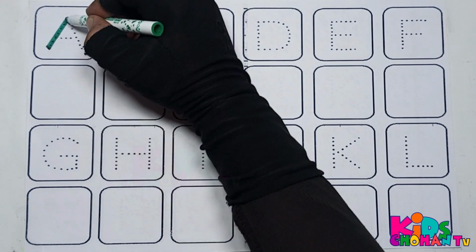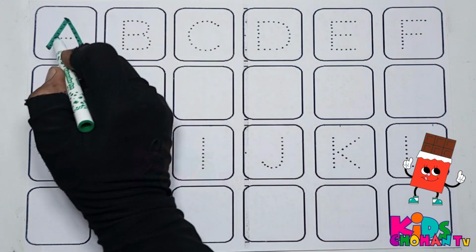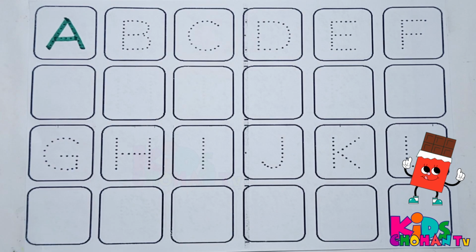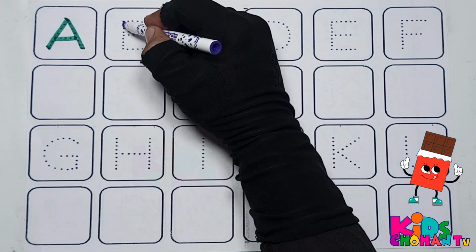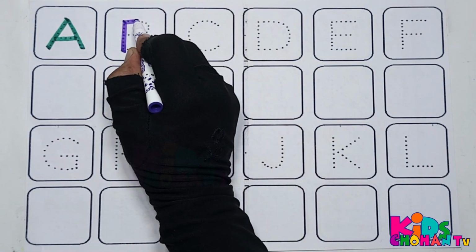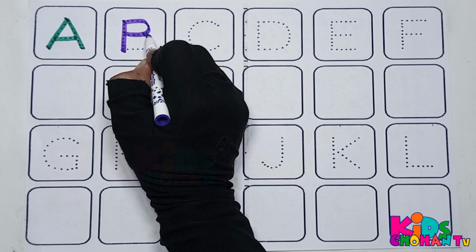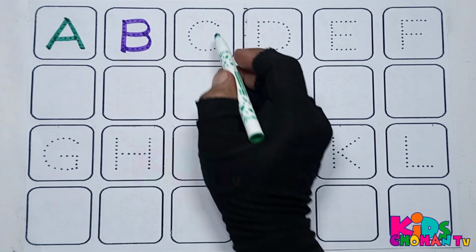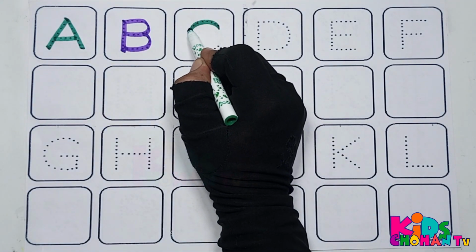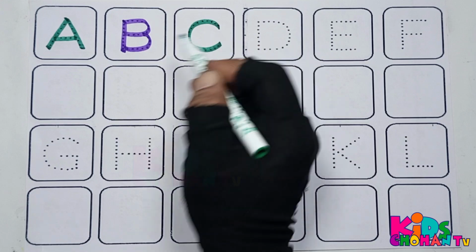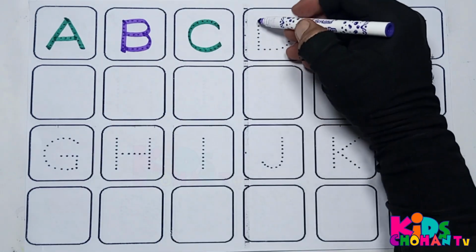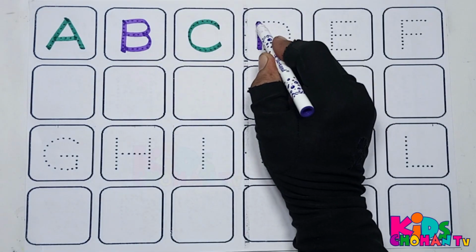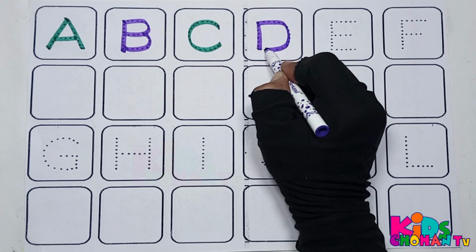A. A is for apple. B. B is for ball. C is for cat. D. D is for dog.